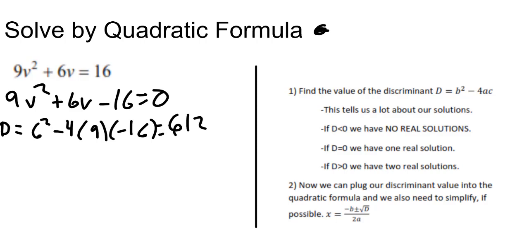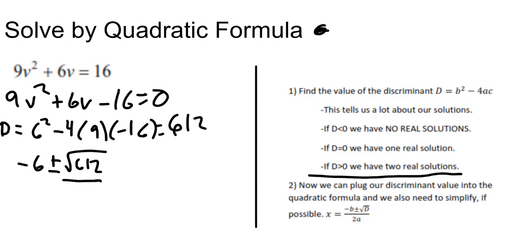All right, so I'm guessing that's not a perfect square. It doesn't look like a perfect square. Doesn't look familiar. It is not. So this one's going to involve a little bit more work. But that still means we have two real solutions, so we know it crosses twice. It's positive. Now we're going to plug it into the rest of this equation. We're going to go -b, that's -6, plus or minus the square root of 612, all over 2 times a, and that is 9, so 2 times 9.